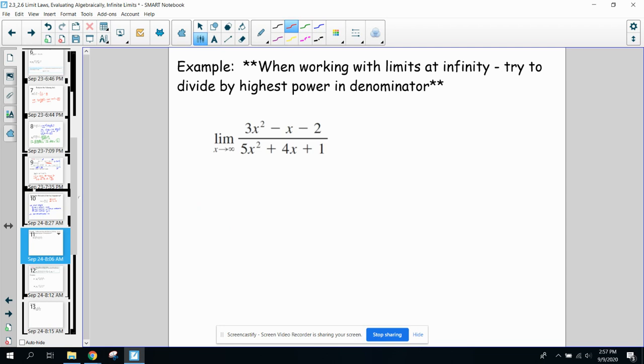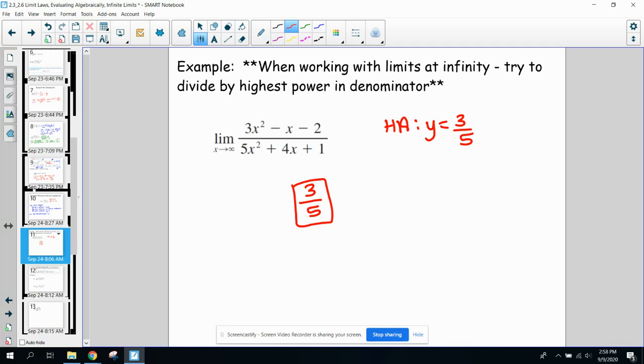When we are working with limits at infinity, we want to try to divide by the highest power in the denominator. And really all we need to do is think about the horizontal asymptote. So if we look at this limit that we have here, x is approaching infinity. I'm going to check for a horizontal asymptote. The degrees are the same, so my horizontal asymptote would be y equals 3 over 5. When the limit is approaching infinity, it's just going to equal the horizontal asymptote. So this limit is 3/5.